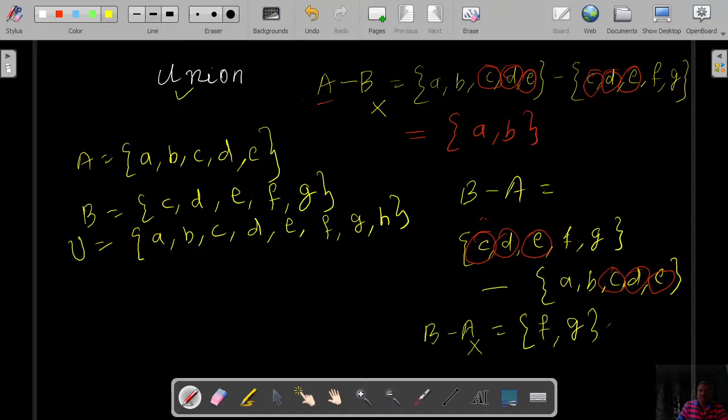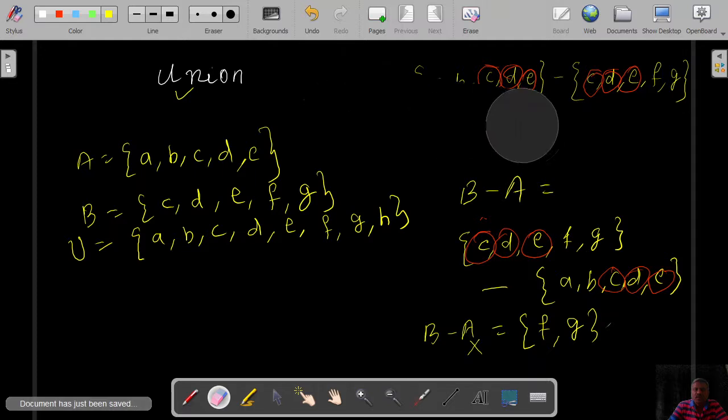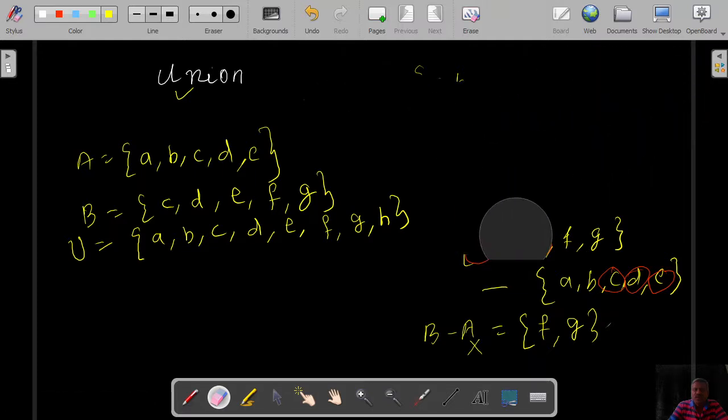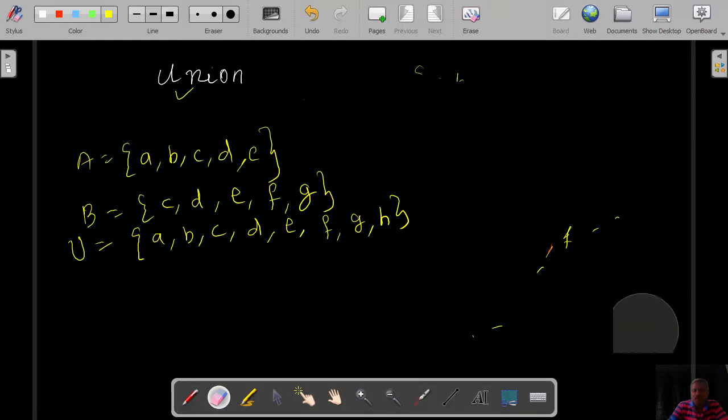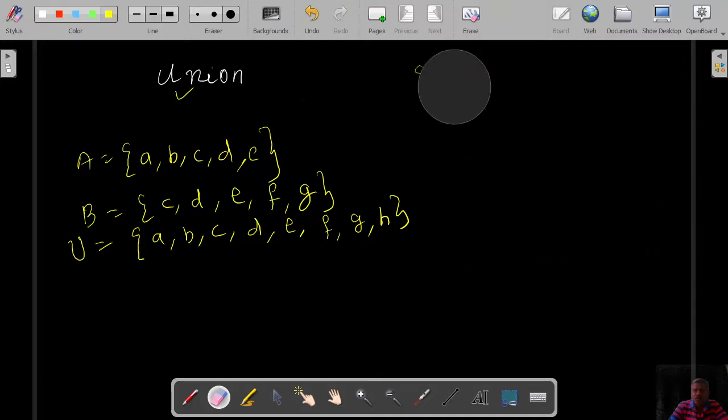You should not do anything concerned with that. What you should do is only the first set. From that you have to remove the common elements and write. So this is what is called A minus B and B minus A. Now, all these things, this page whatever I am doing now, is only for reference purpose. It will not be there.